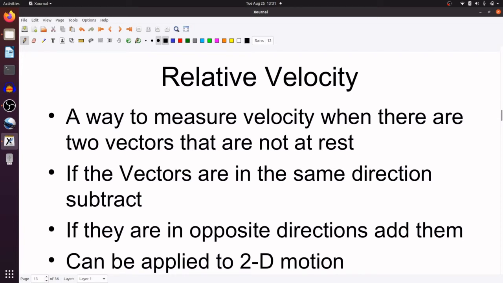It's a way to measure velocity when there are two vectors that are not at rest. What do I mean by that? Well, let's say you're driving down the road at 60 miles an hour and you pass a car going at 60 miles an hour in the opposite direction, and then it kind of looks like they're going at 120 if you were at rest, which you feel like you're at rest because you're just in your car.